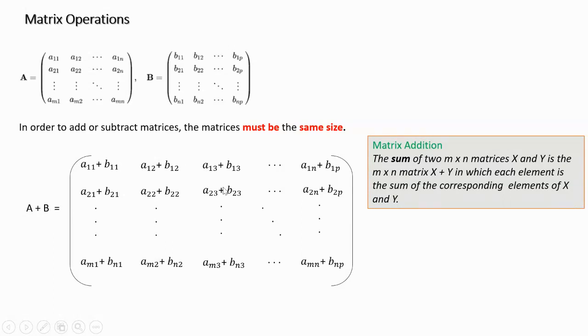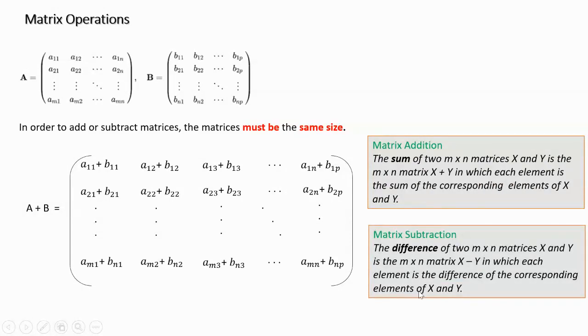Okay, now the sum of the two M by N matrices, X and Y, is the M by N matrix X plus Y, in which each element is the sum of the corresponding elements of X and Y. In other words, this is saying that the sum will be what you get after you add the same positions of matrix A and B, right? Because we're going to add these. Let me show an example, because at times the example is easier than the definition. And that's also the same thing for the difference.